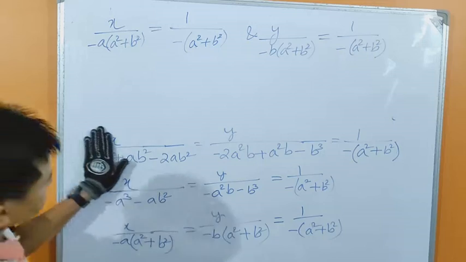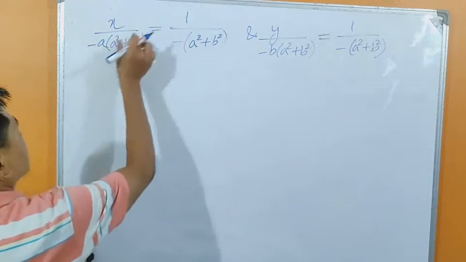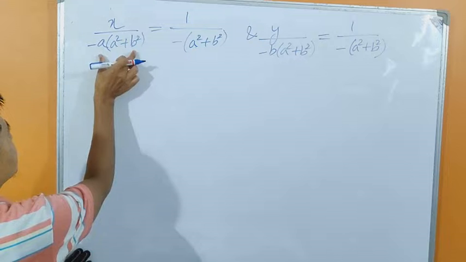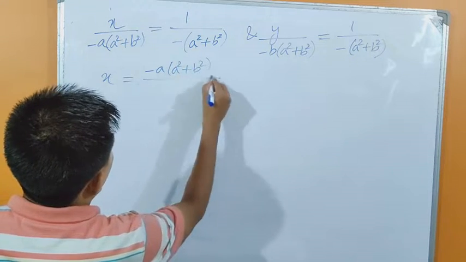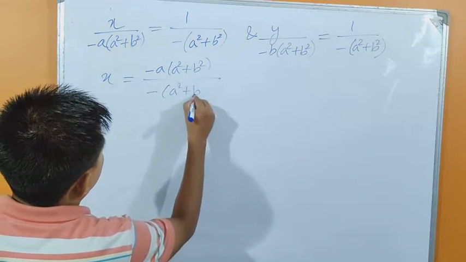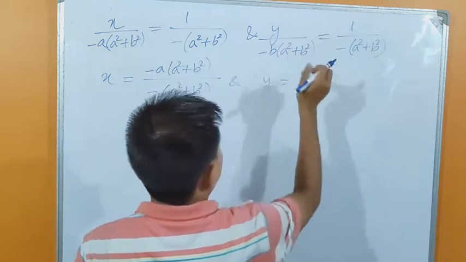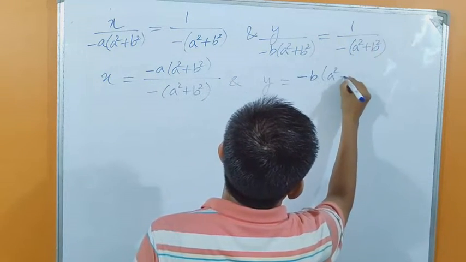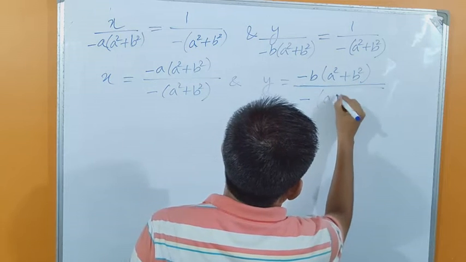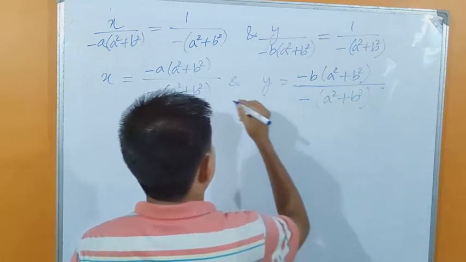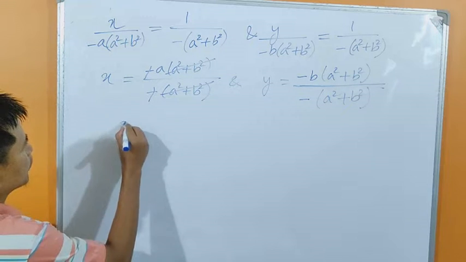Now let us cross multiply. This number interval is same. It becomes x equal to minus a into a square plus b square into 1, minus a into a square plus b square upon minus a square plus b square. And here this into 1, okay? Y equal to this into 1 is this itself, minus b into a square plus b square upon minus a square plus b square. So this minus and this minus is cancelled. A square plus b square and a square plus b square is cancelled. So x equals to a.